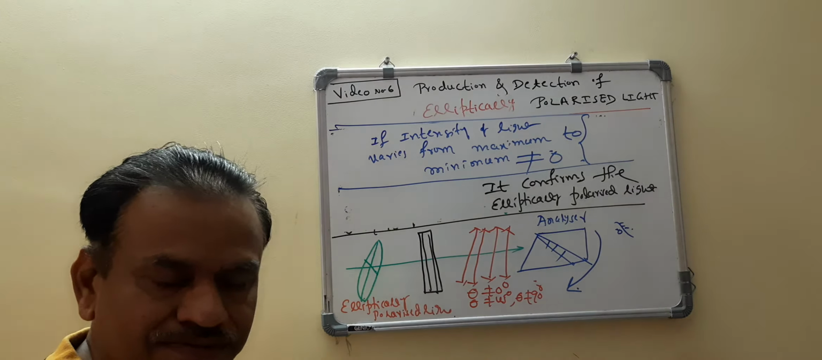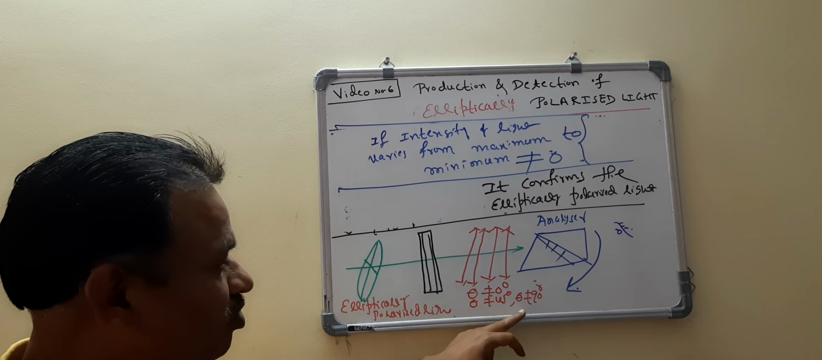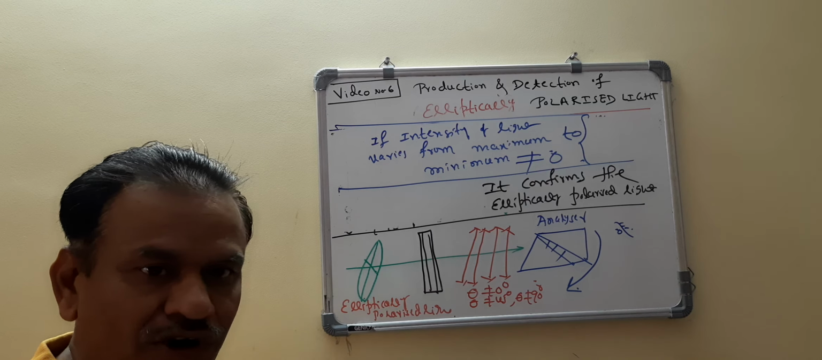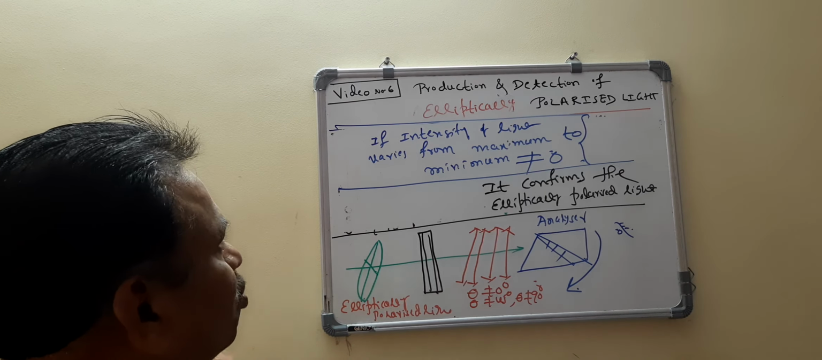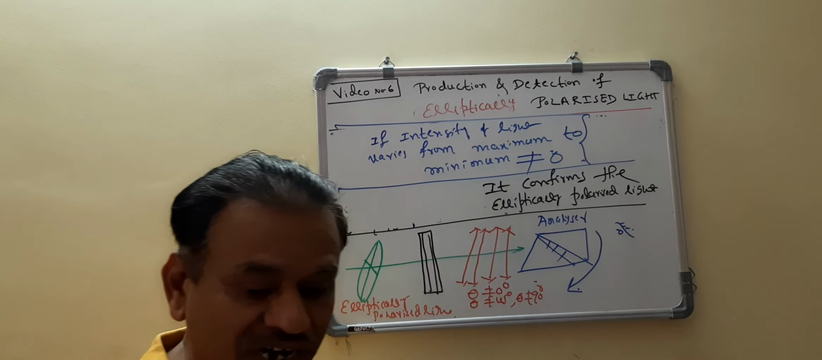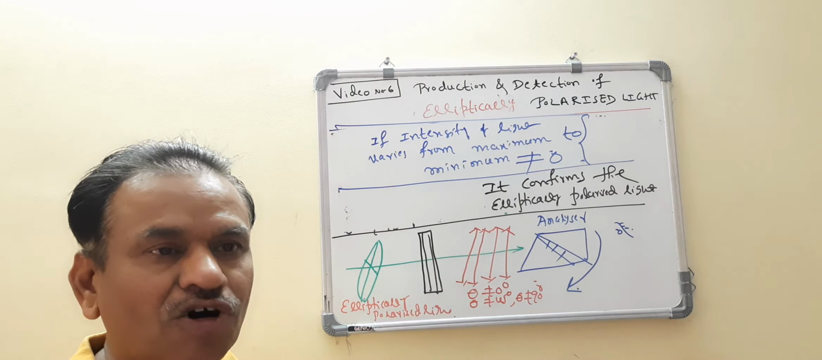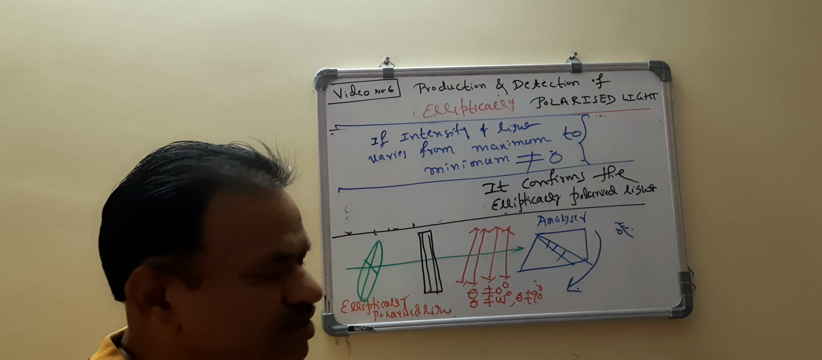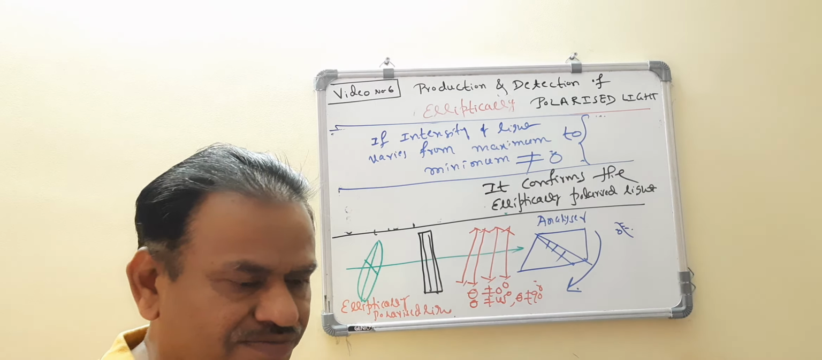Nothing in this, students. But this condition, don't forget: theta is not equal to 0 degree, theta is not equal to 45 degree, and theta is not equal to 90 degree. And also the amplitudes of the ordinary wave and the extraordinary wave are not the same. This completes the production and detection of plane polarized light, circularly polarized light, and also elliptically polarized light. Next is optical activity, and one more equation is there. If I do those two things, it completes your syllabus. Thank you. Bye.